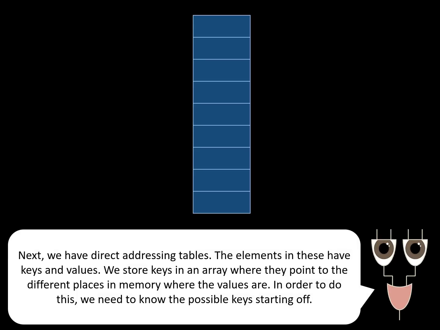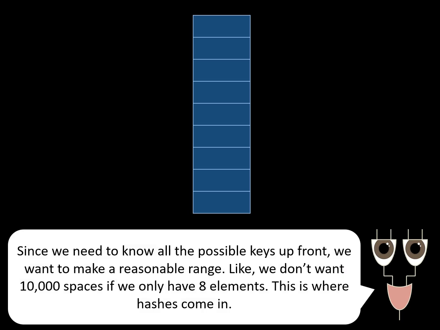Next, we have direct addressing tables. The elements in these have keys and values. We store keys in an array where they point to the different places in memory where the values are. In order to do this, we need to know the possible keys starting off. Since we need to know all the possible keys up front, we want to make a reasonable range. Like we don't want 10,000 spaces if we only have 8 elements.